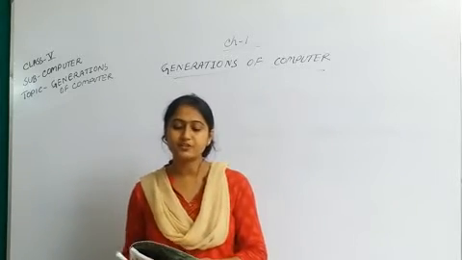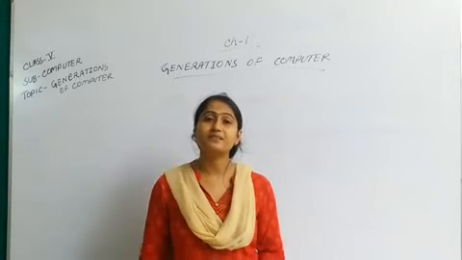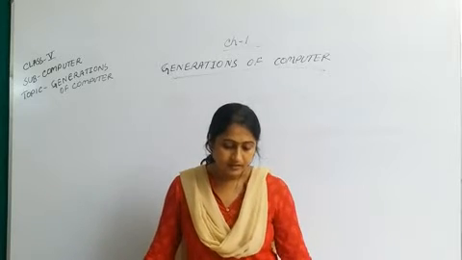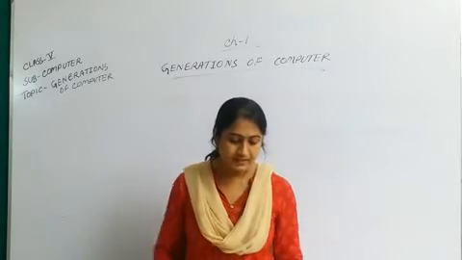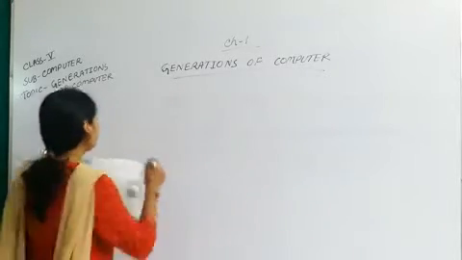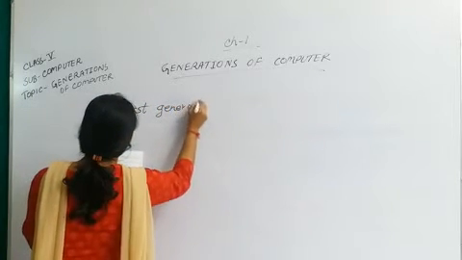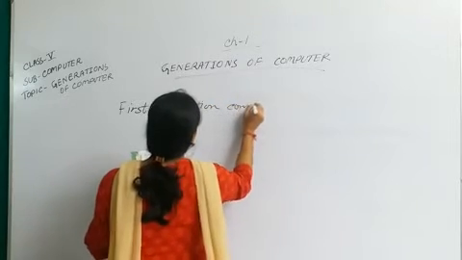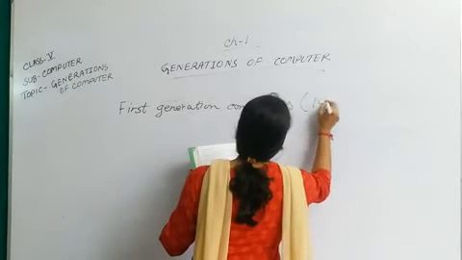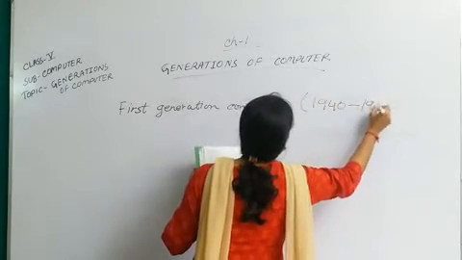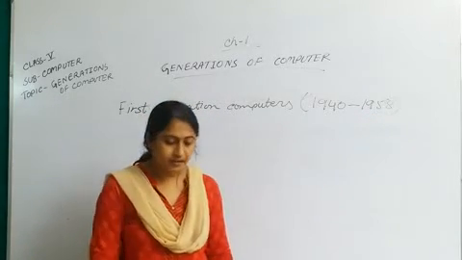Computers are classified into different categories based on the technology used. On the basis of what type of technology is used, we categorize and classify them. Now the first generation computers time period is 1940 to 1958.